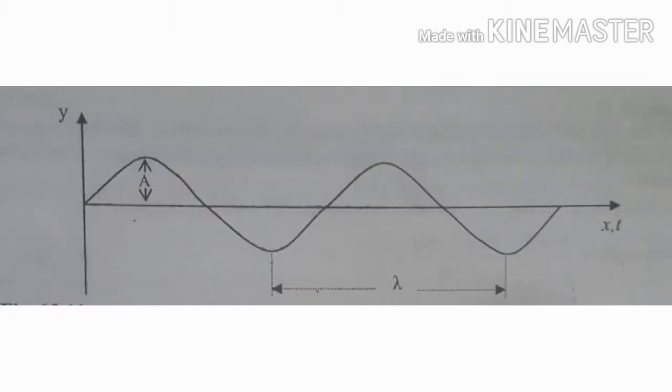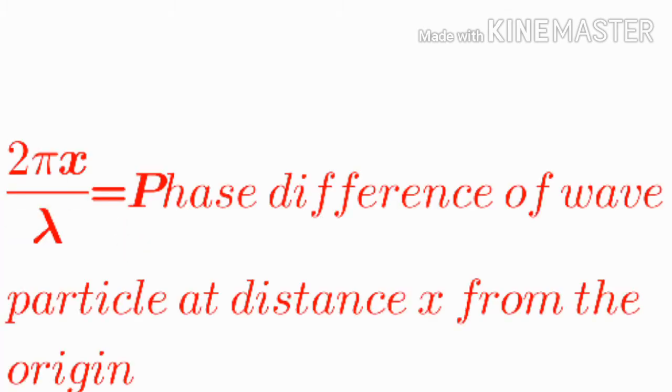Now look at this diagram. You have the origin, where the y and the x coordinates meet. That's the origin, and the wave moves in the positive direction of the x coordinate. The wave can also move in the negative direction. This 2 pi x over lambda is also known as the phase difference of the wave particle at the distance x from the origin.